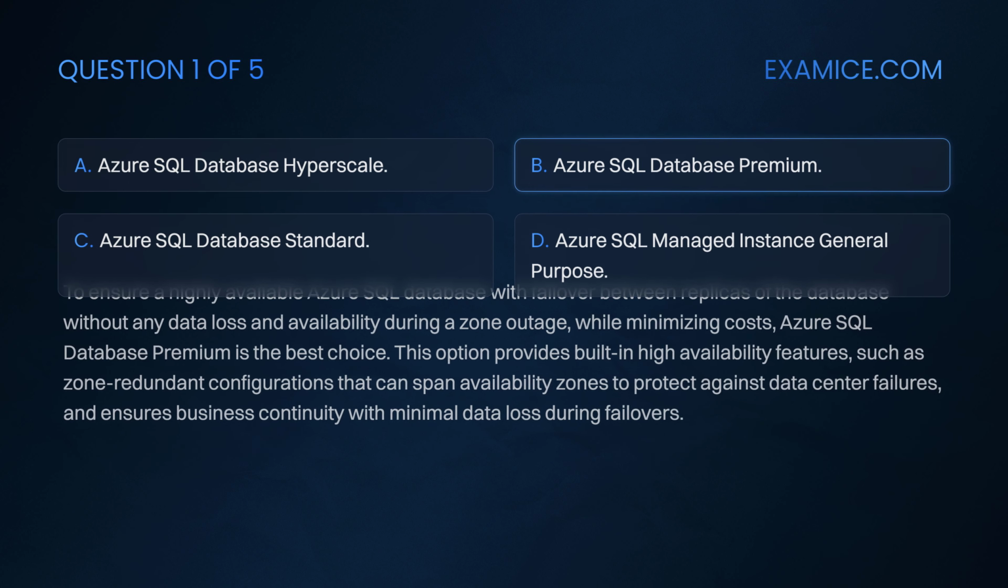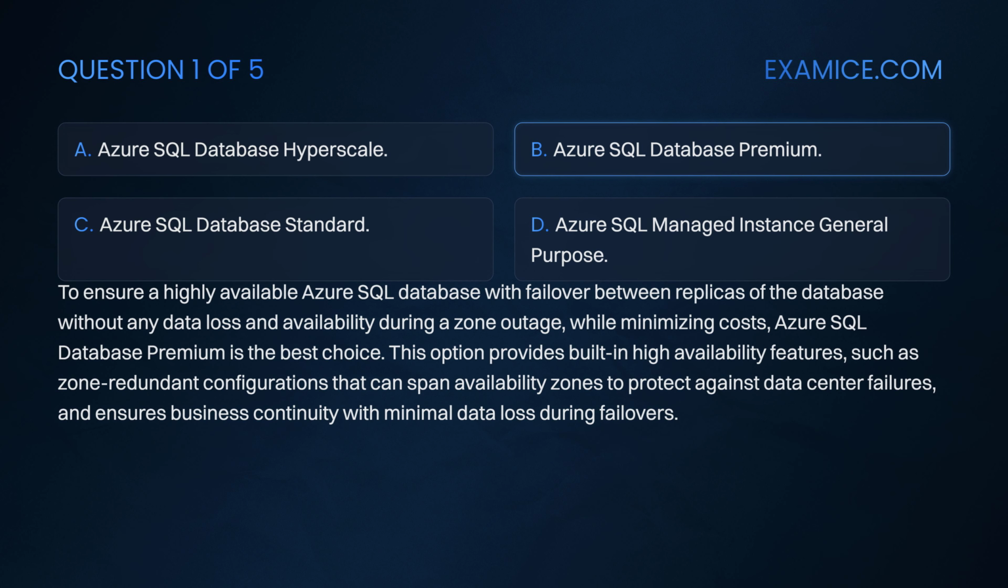To ensure a highly available Azure SQL database with failover between replicas of the database without any data loss and availability during a zone outage, while minimizing costs, Azure SQL Database Premium is the best choice. This option provides built-in high availability features, such as zone-redundant configurations that can span availability zones to protect against data center failures, and ensures business continuity with minimal data loss during failovers.